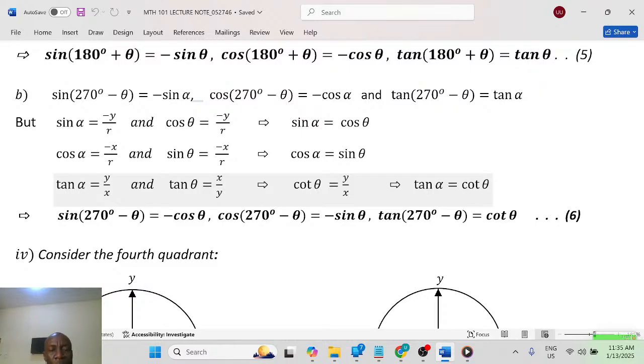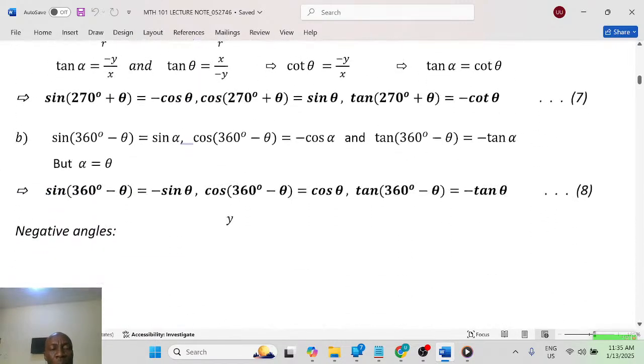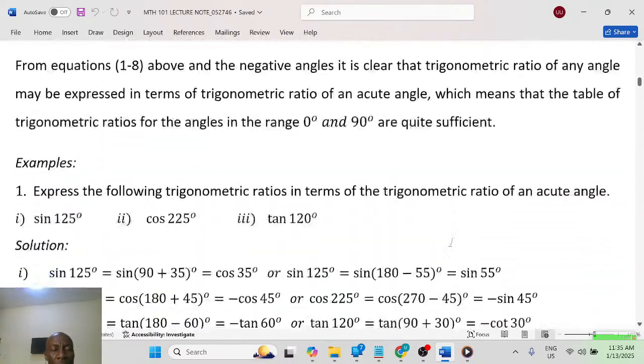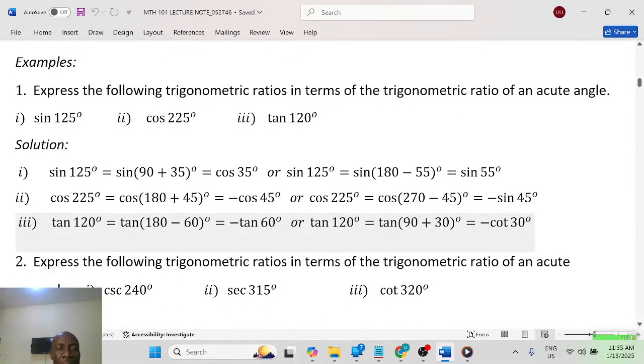Cos 270 minus theta is equal to minus sin theta. Tan 270 degrees minus theta is equal to cos theta. So that is how we go about the conversion. We have looked at all this in our last class. I'm just recapping so that those of us that were not around will be able to flow along with us.